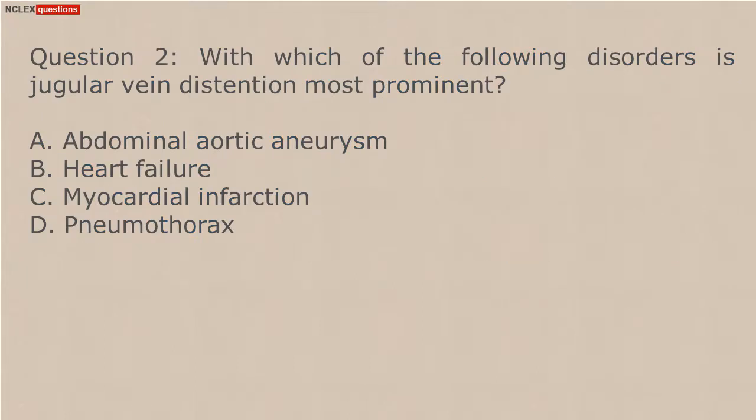Question 2. With which of the following disorders is jugular vein distension most prominent? A. Abdominal aortic aneurysm. B. Heart failure. C. Myocardial infarction. D. Pneumothorax.